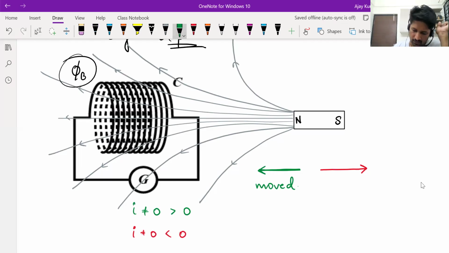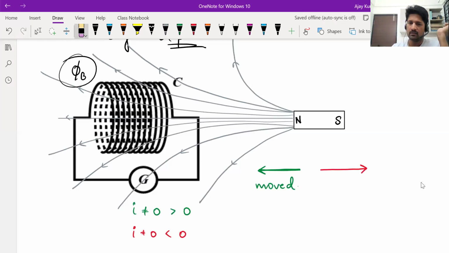Obviously, what is the area that we are talking about? The area we are talking about is the cross section of that coil. This one, this circular cross section. Through that cross section, there are field lines passing. And because field lines are passing through that cross section, we say there is flux through it.